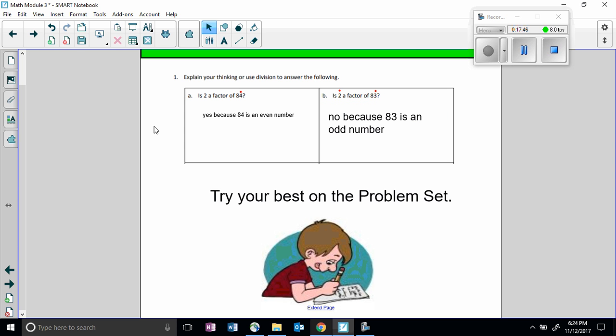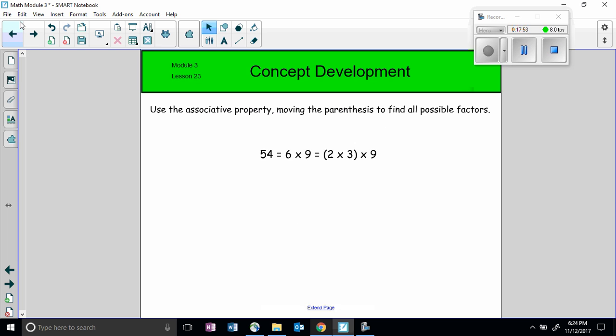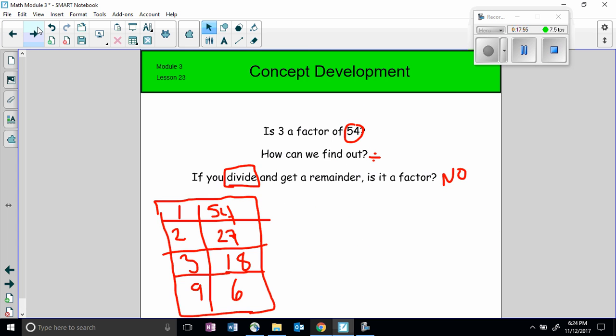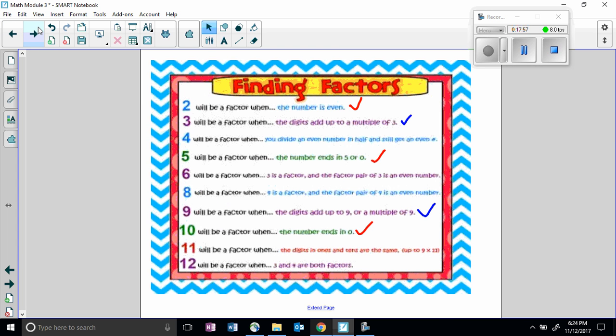So you're going to try your best on the rest of the problem set. Try and get all of 1 done, and if you get all of 1 done, keep moving on. I am going to be super awesome and leave this up on your screen, so if you hit pause, you can use this. Yay! I know, Miss Kohler's awesome. So you can either choose to prove it with division, or you can prove it to see if this works.